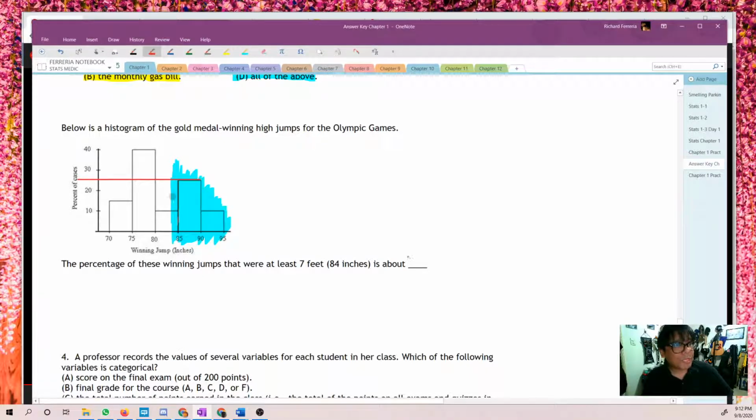So we would expect somewhere around, let's see, 10 plus 25%, somewhere around 35%. So what we're saying is about 35% of the winning high jumps were 84 inches or greater. Probably a little more than 35, but it's really kind of hard to tell.